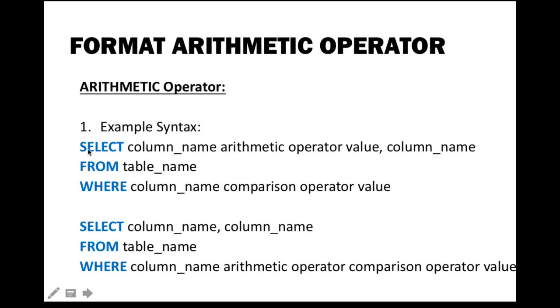So in the select statement, it would look like this. Column name is equal to the arithmetic operator value. So it could be a division sign, an addition sign, etc. And the column name again, from table name, column name comparison to the operator value. So let's say, second example, it's in the where clause. So it would be your column names from your table name, where your column name, the arithmetic operator comparison, and your operator value.